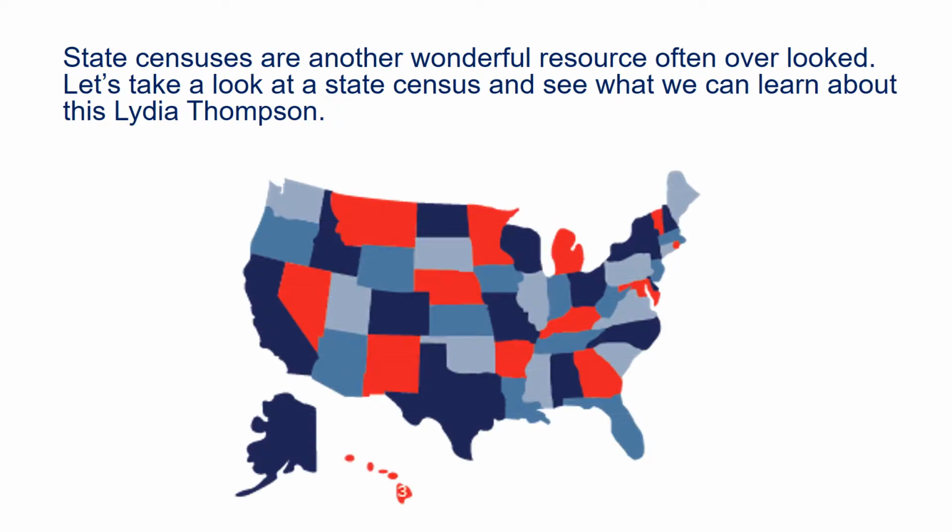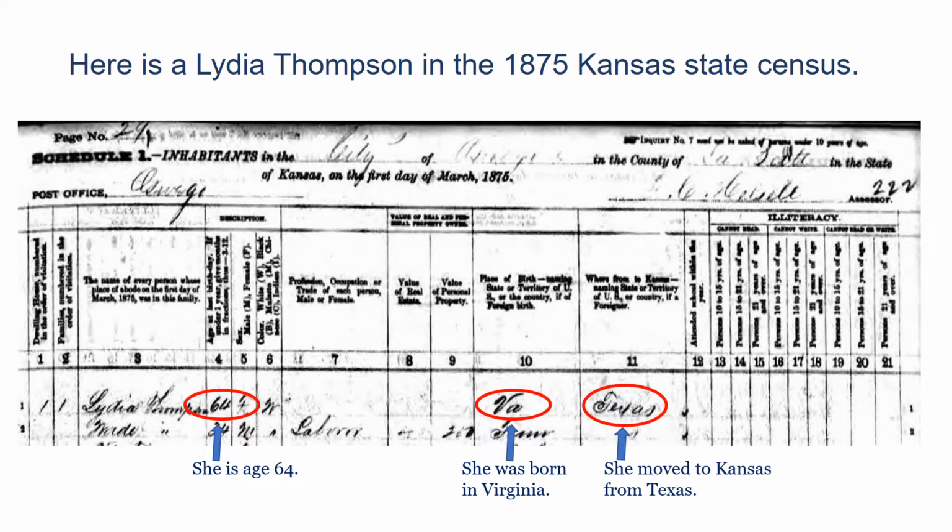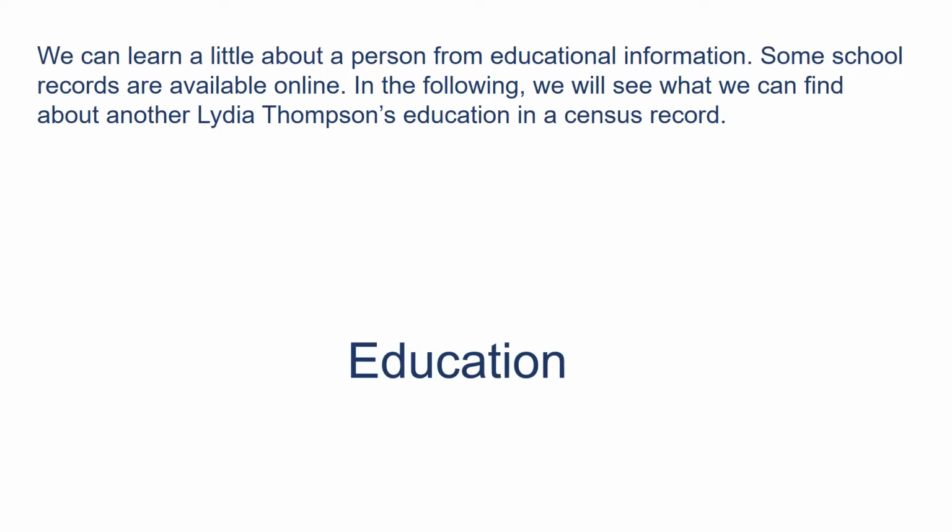State censuses are another wonderful resource, often overlooked. Let's take a look at a state census and see what we can learn about this Lydia Thompson. Here's a Lydia Thompson in the 1875 Kansas State Census. She is age 64. She was born in Virginia. She moved to Kansas from Texas.